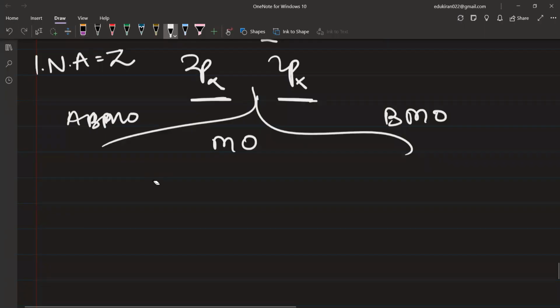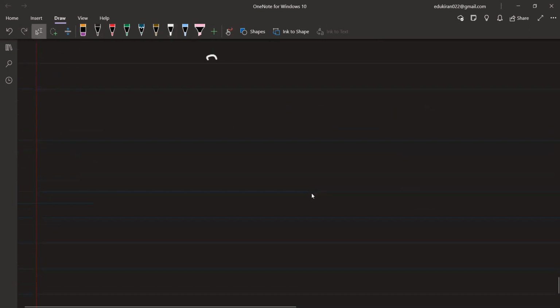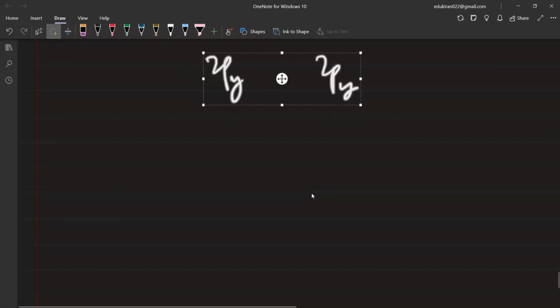Now, this will be giving me sigma or pi. Tell me, guys, 2px. When the internuclear axis is Z, it will give me pi or sigma. Pi. Pi will be obtained. Pi 2px, and this will be pi star 2px. Okay? Similarly, if I have 2py and another 2py, then what is going to happen?